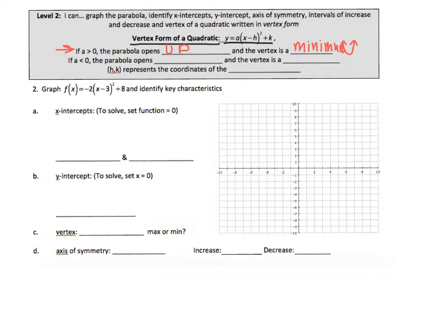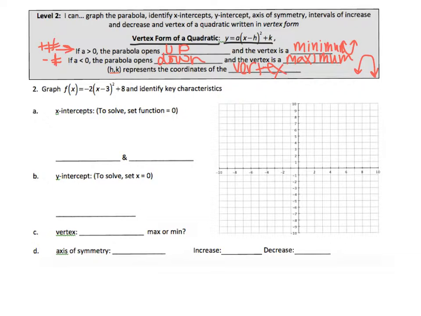If a is less than 0, meaning it's negative, okay, it's a negative number. This is a positive number. The parabola is going to open down. So it'll look like a hill. And it will have a maximum. So what h and k represent are the coordinates of the vertex. So let's take a look at an example here in number 2.